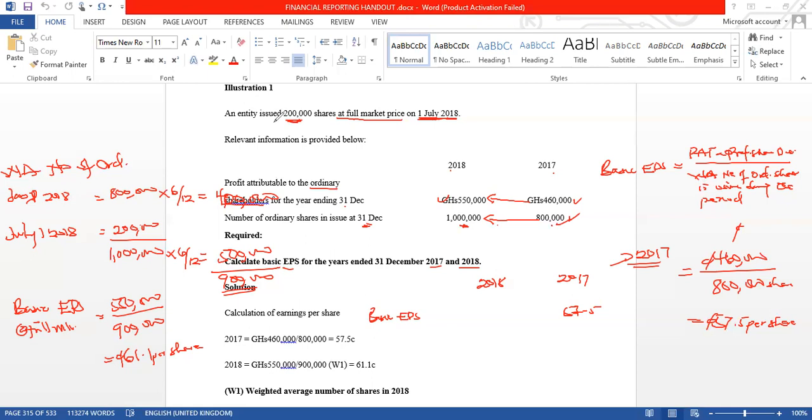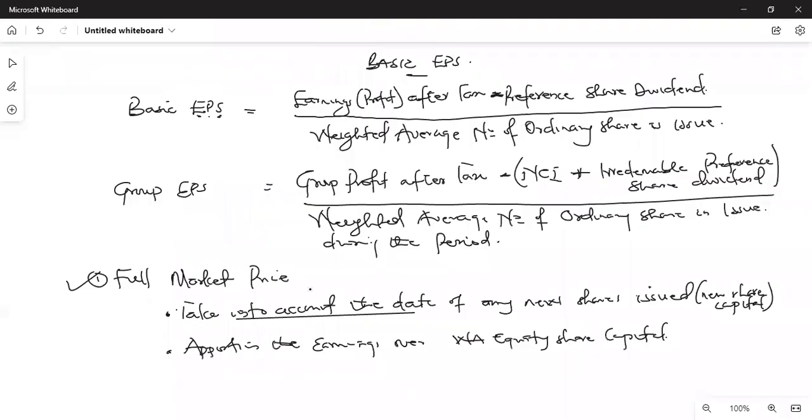All right, so that is how you weight it at full market. Please take note of that. Very, very important. And it is stated clearly here that we need to take into account the date of any new share and apportion over the weighted average. So please take note of that. Anytime it is at full market, then it means that you need to take into account the date and weight it. All right. Very important.